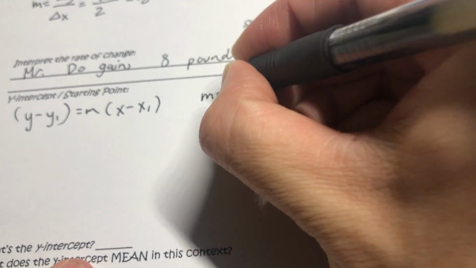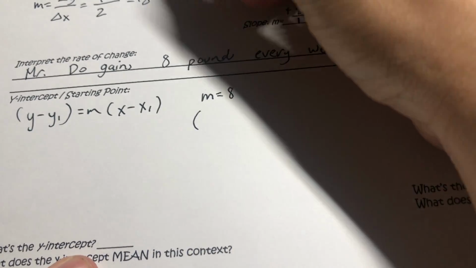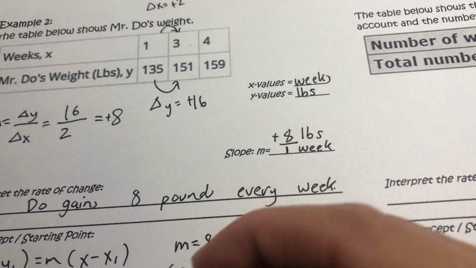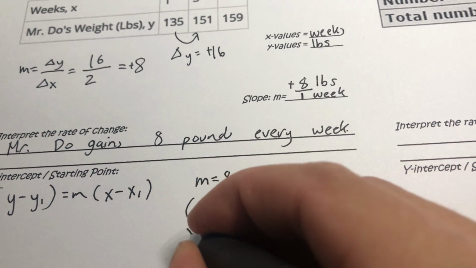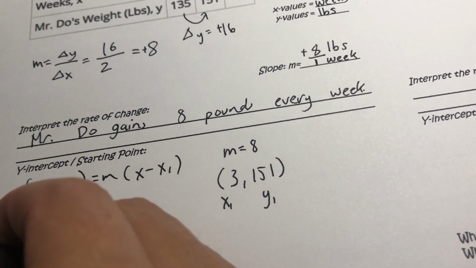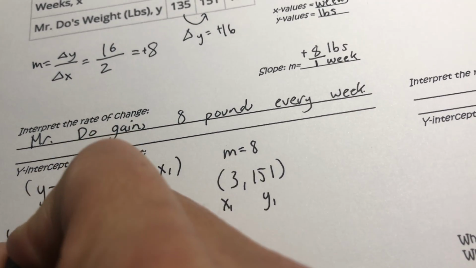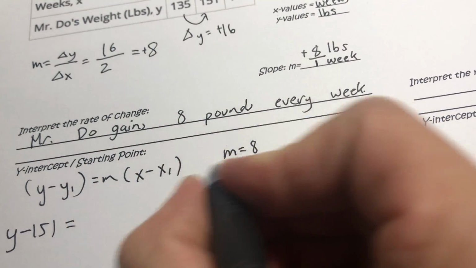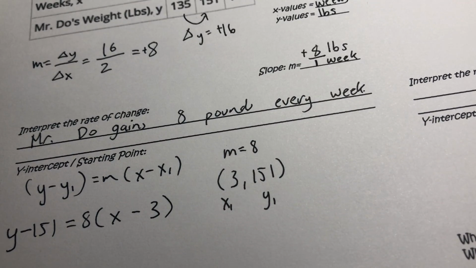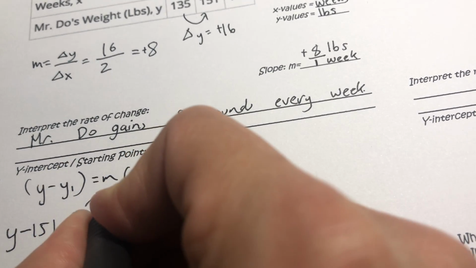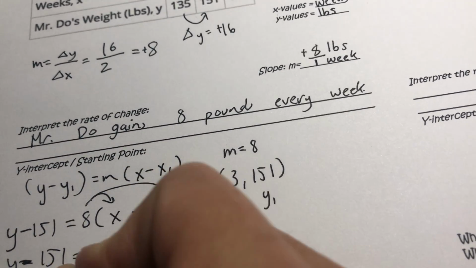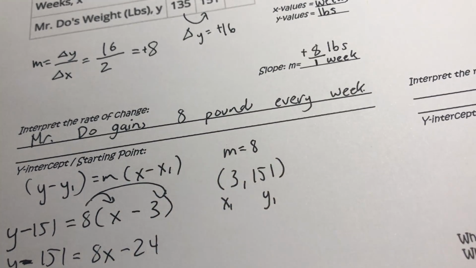So let's put in our m value. M was 8. And let's choose the point. Let's choose one of these random points. I don't know. Let's just choose this one, 3 and 151. This is your x1. This is your y1. So let's plug into our equation. Y minus y1, which was 151, is equal to m, which is 8, parentheses x minus 3. All right, let's distribute this 8 in. Y minus 151 is equal to 8x minus 24.